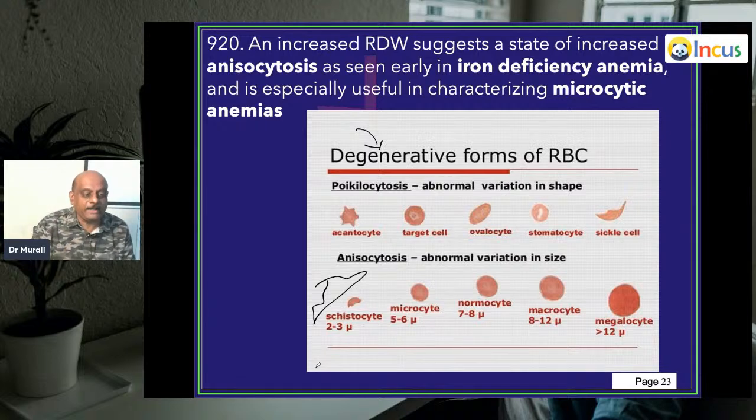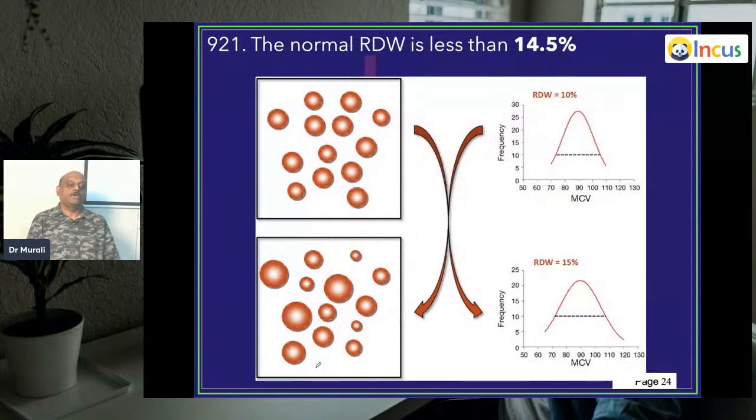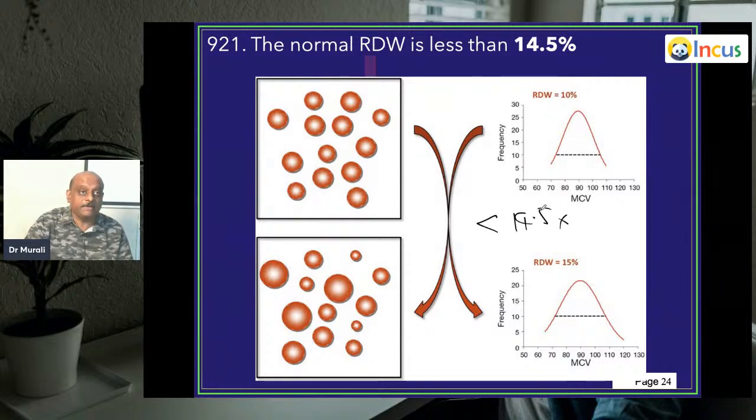So iron deficiency anemia is associated with anisocytosis that leads to increased RDW is what you need to remember. So what is the normal RDW? Normal RDW is less than 14.5%, a tomorrow fact.